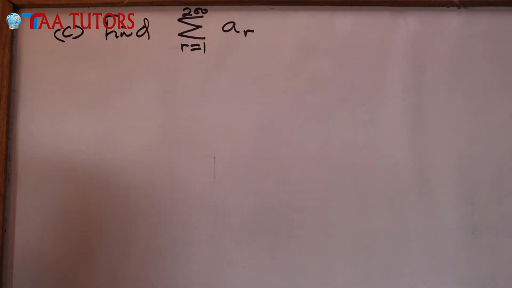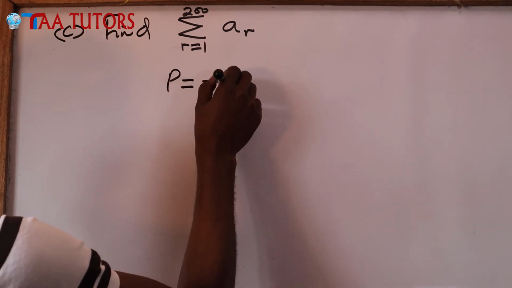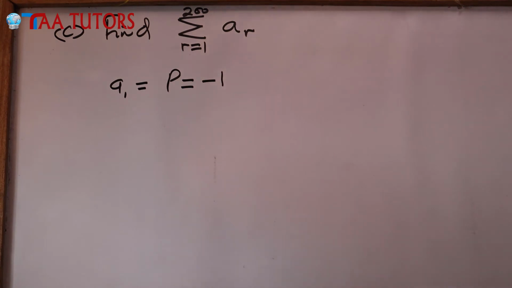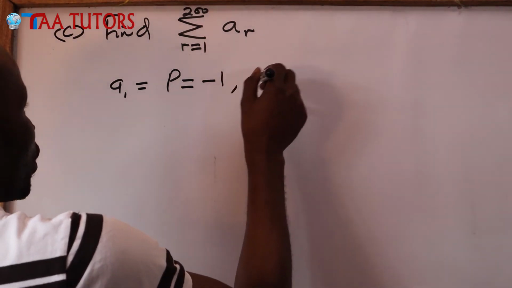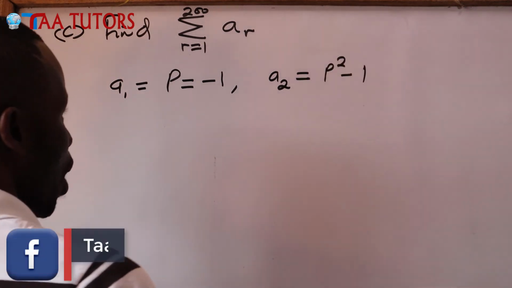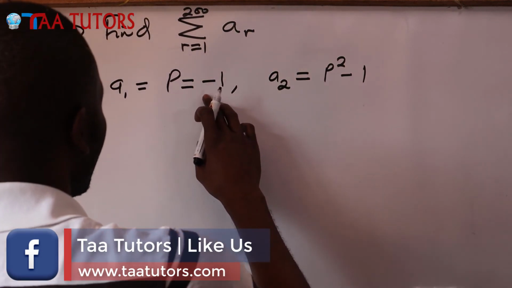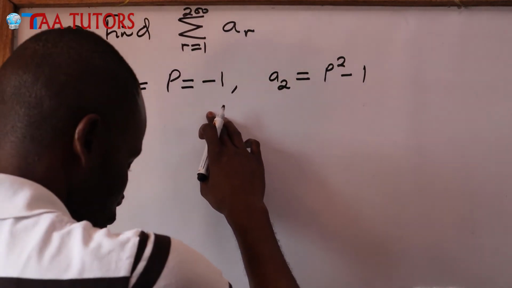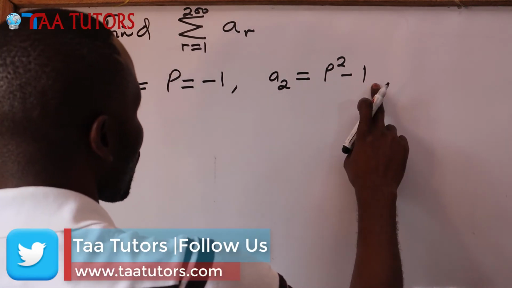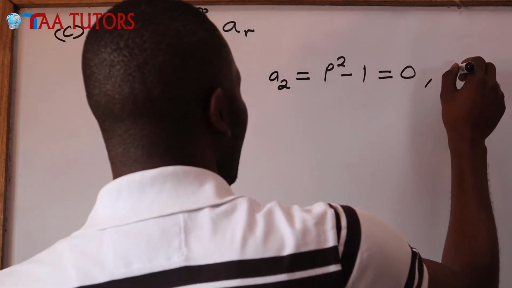Let us see now. We have known that P is -1. P was A1. What about A2? We know that A2 was P squared minus 1. Let us get what A2 will be. A2 will be (-1) squared, which is 1, minus 1, which is 0. So A2 is 0. What about A3?